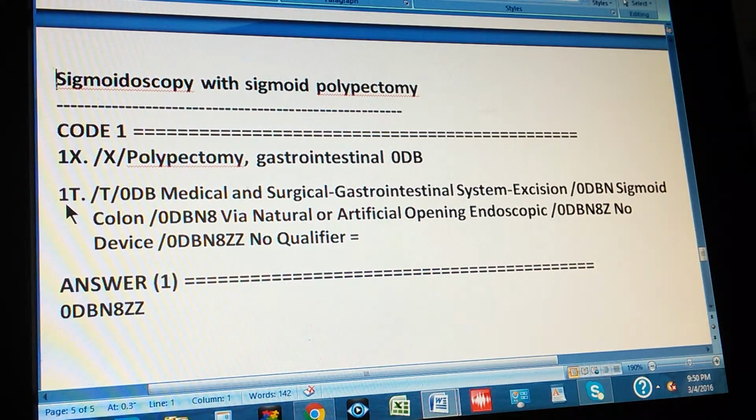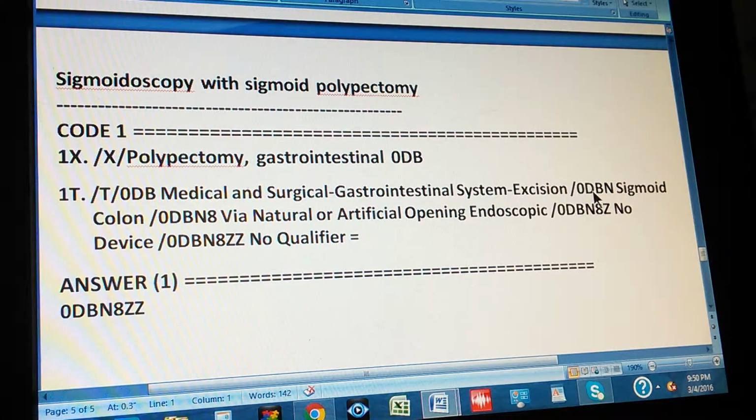So the code through the tabular is found like this. First you go to the tabular. Then you go to 0DB. You start with 0DB. What's that? Medical and surgical. That's the 0, right? That's the section. Gastrointestinal system. That's the body system. And that's excision. Excision is the root operation. And you know that it's excision because it's ectomy. Ectomy means excision, right? Okay, let's keep going.